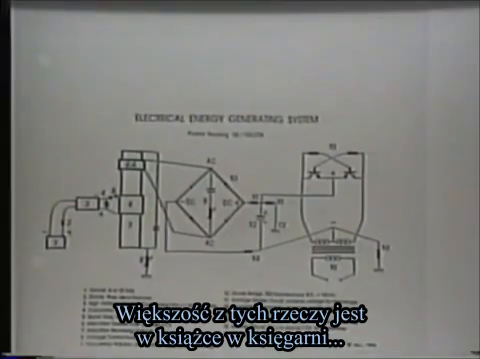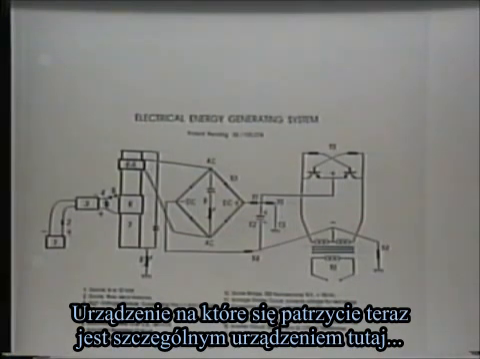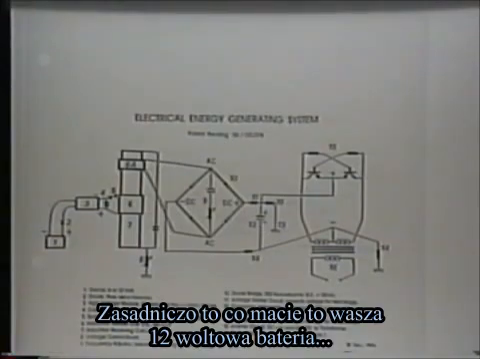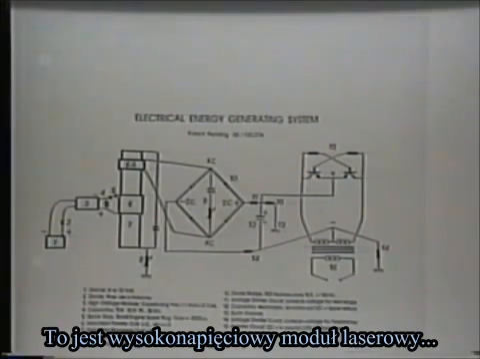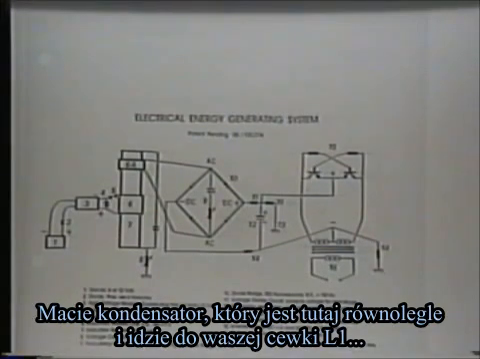Okay, the device. Most of these things are in the book, in the bookstore, and the device which you're looking at now is this particular device here. Basically, you have your 12-volt battery. You have a diode which serves to protect the laser module from a kickback. This is a high voltage laser module, and you have a capacitor in parallel there, and then it goes into your L1 coil and then comes back.